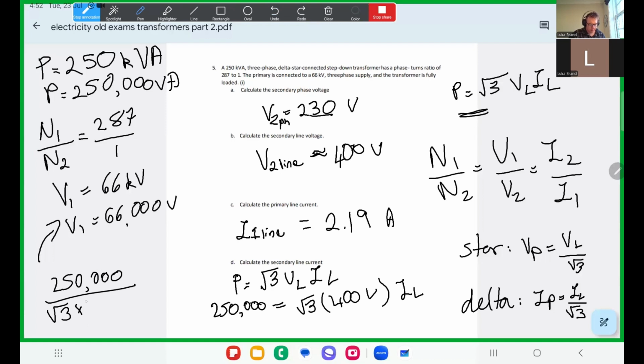Now again, when I'm calculating it, I'm going to put it in as times 400, and I'm going to put brackets around that, divided by bracket square root 3 times 400. And that gives me an IL line current of 360.84, which I'm going to approximate as IL approximately equals 361 amps. Slightly different to what we had earlier.